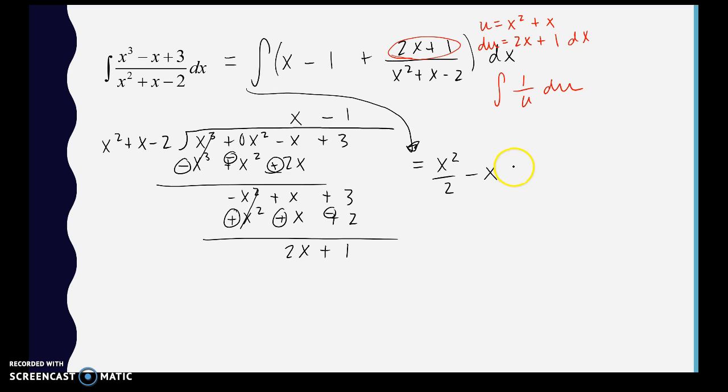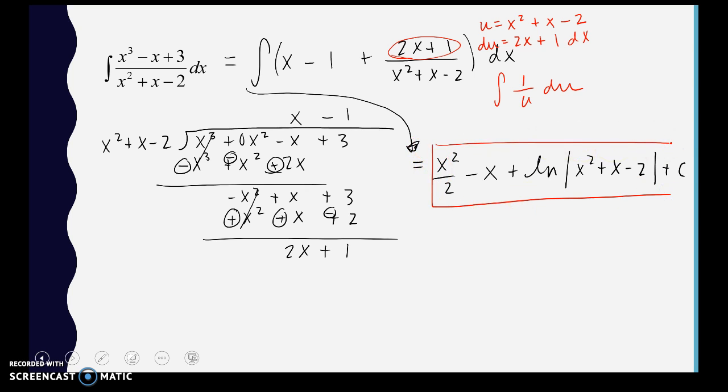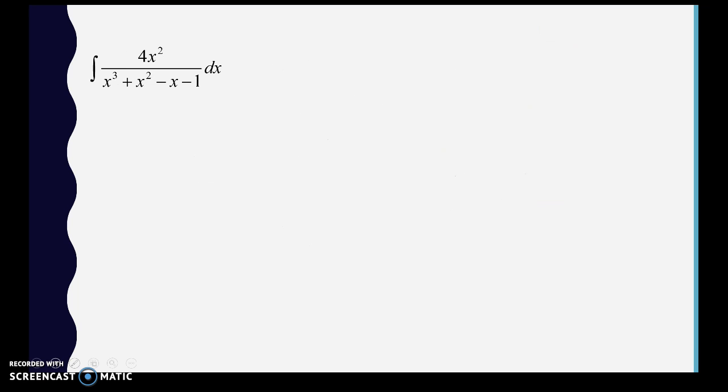Another log rule. So then I have plus natural log of the absolute value of x squared plus x minus 2. Then I put my plus c there as well. Let me come back to this. I just saw I missed my minus 2 here, but it doesn't affect my derivative at all. So this one, again, you don't necessarily need partial fractions, but we did have to long divide so that we could simplify the integrand.